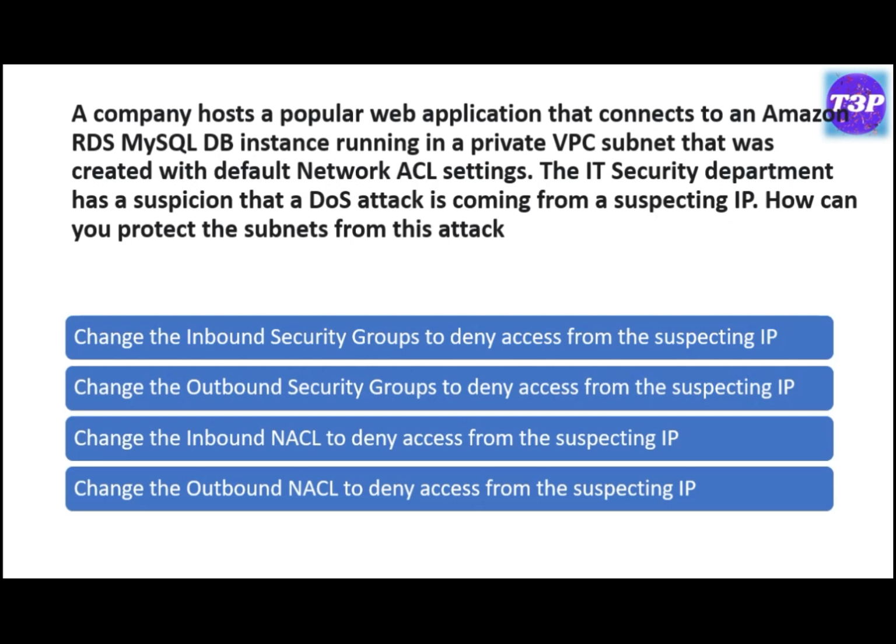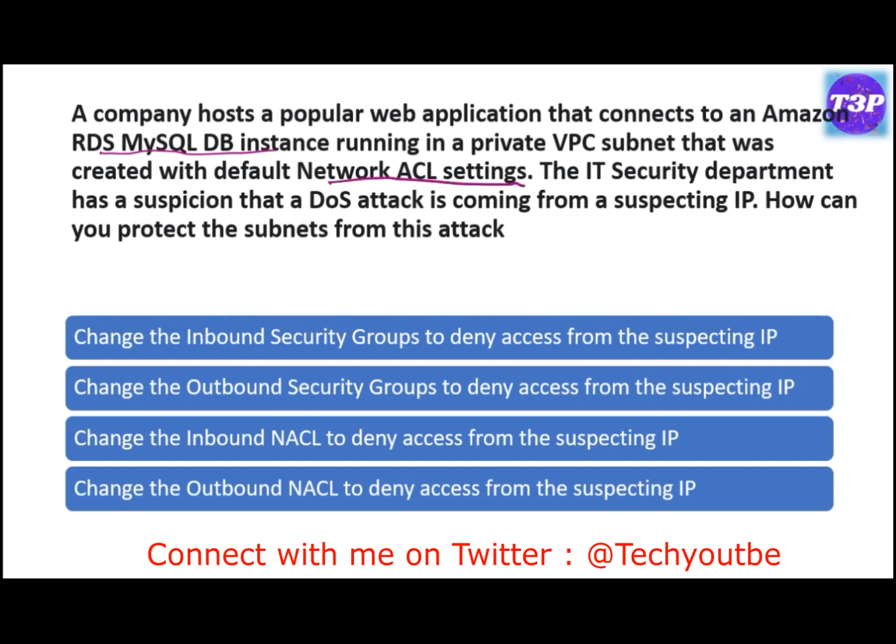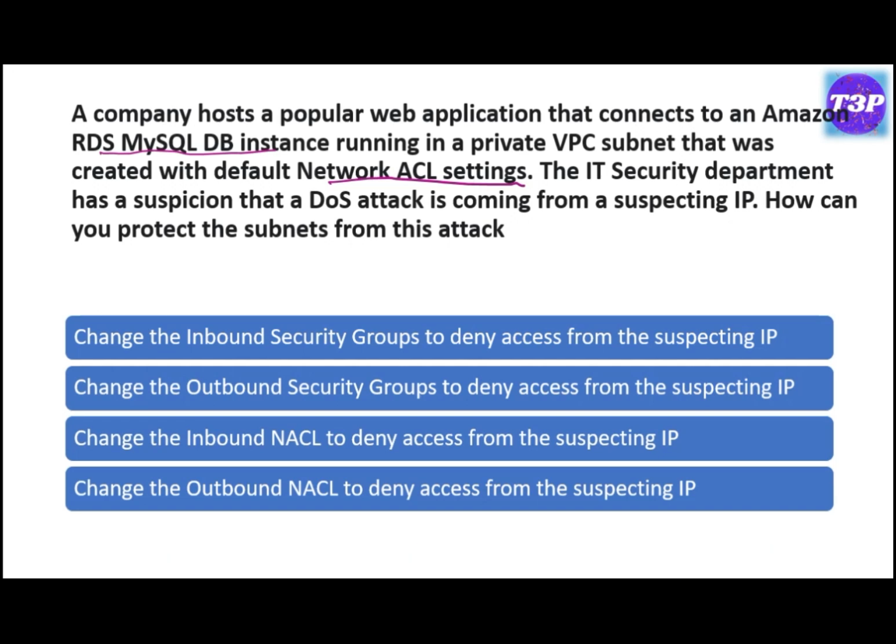Let's talk about this question. In this question, they are asking, a company hosts a popular web application that connects to an Amazon RDS MySQL DB instance running in a private VPC subnet that was created with the default network ACL settings. The IT security department suspects that a DDoS attack is coming from a suspicious IP. How can you protect the subnets from this attack?